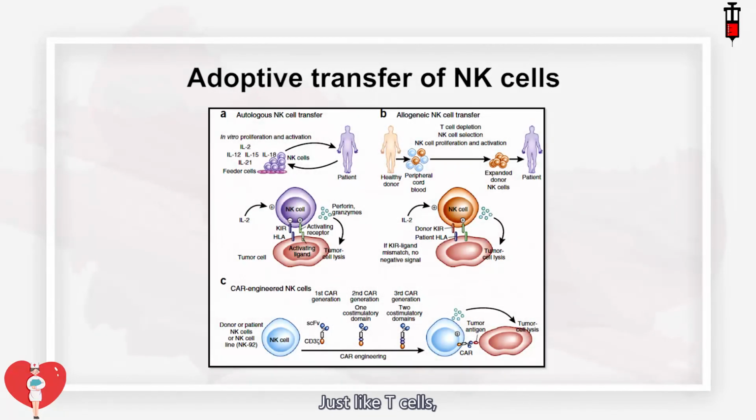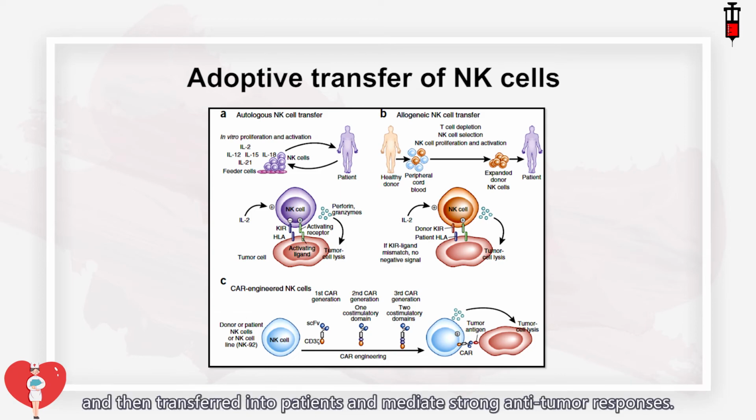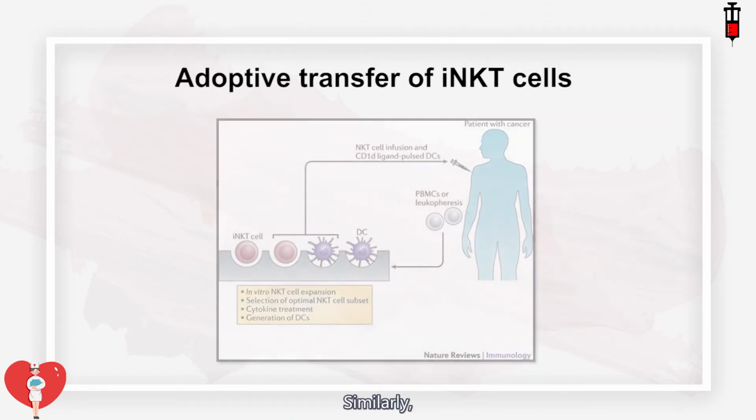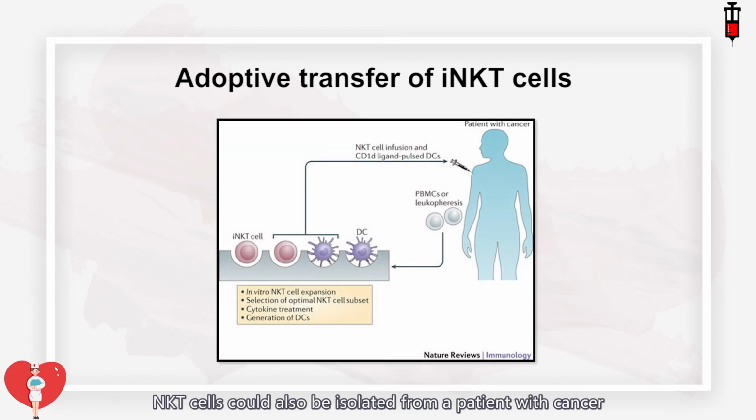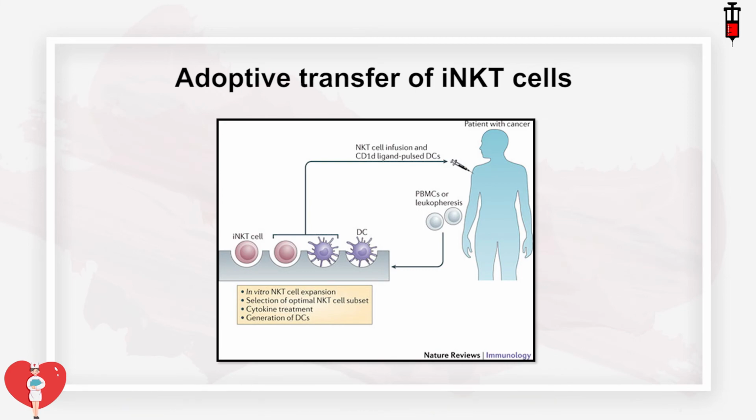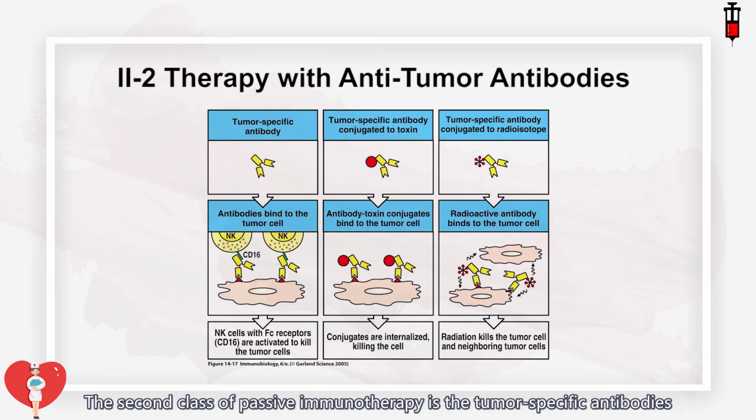Just like T cells, NK cells could also be isolated, expanded, or modified in vitro, and then transferred into patients and mediate strong anti-tumor responses. Similarly, NKT cells could also be isolated from a patient with cancer and expanded in vitro before being infused back into the patient. The second class of passive immunotherapy is tumor-specific antibodies.